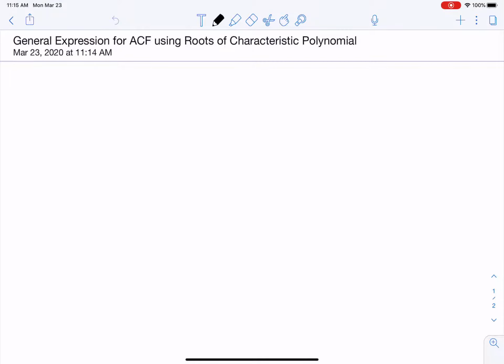The objective of this video is to express the general expression for an ACF in an AR2 model using roots of the characteristic polynomial. So we know the AR2 model is given by xt minus phi 1 xt minus 1 minus phi 2 xt minus 2 equals a sub t.